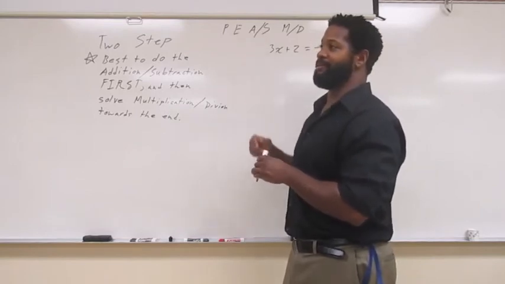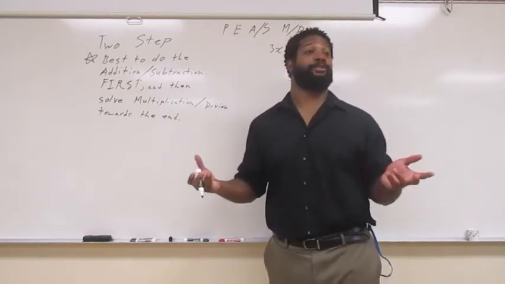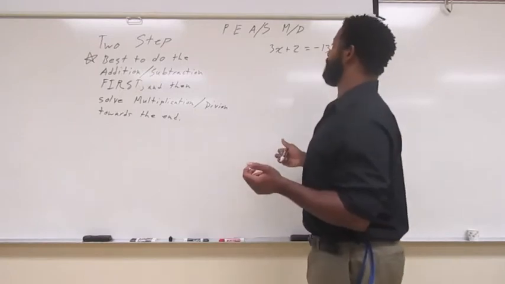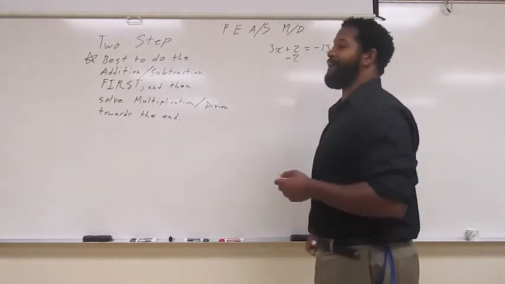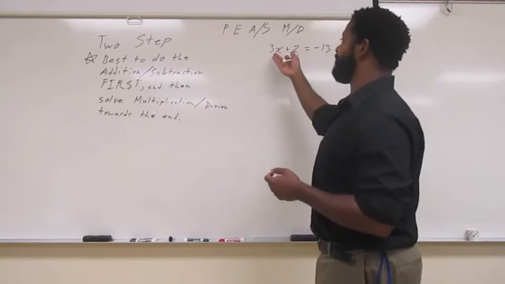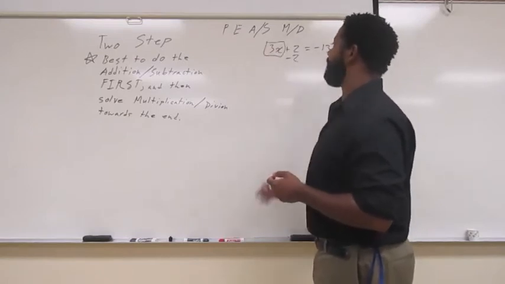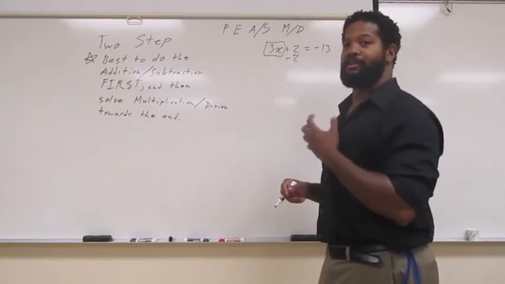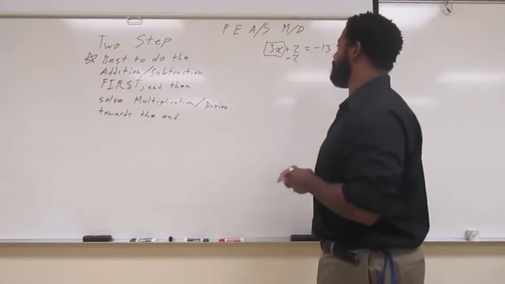Please. I'm not gonna steer you wrong. I'm not trying to trick any of you. I promise you. We subtract this 2 to the other side. That's how we get the 3x by itself. Okay? That's how you get the 3x by itself. You subtract the 2 to the other side. Boom.